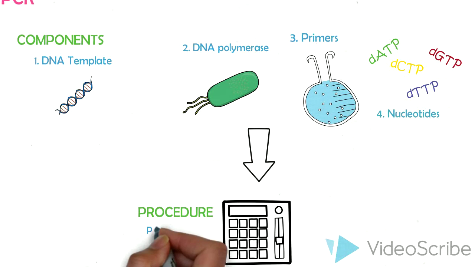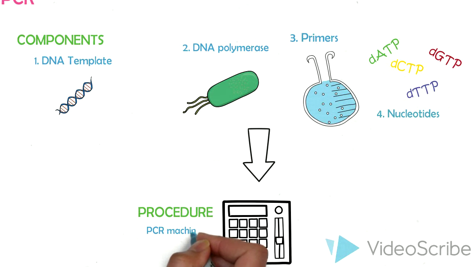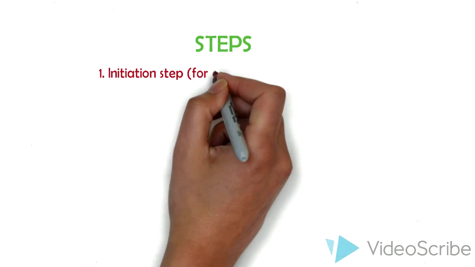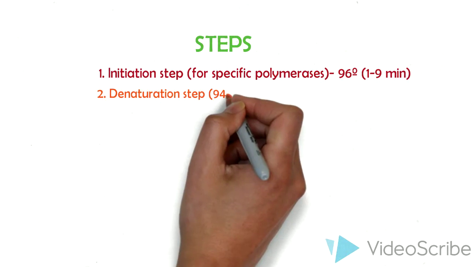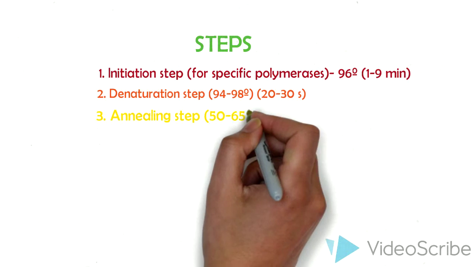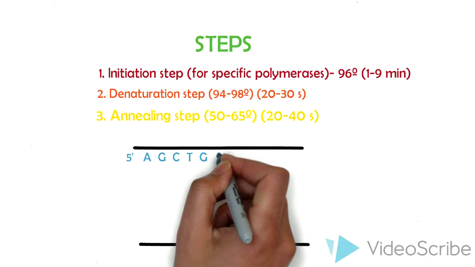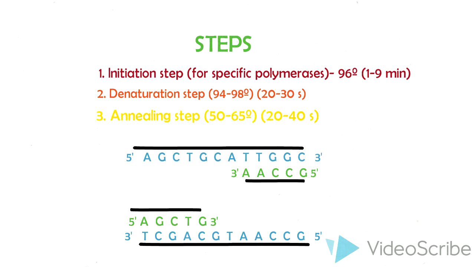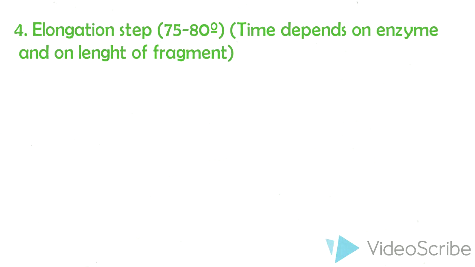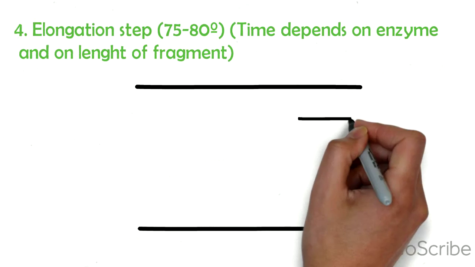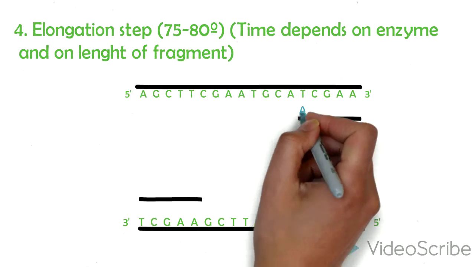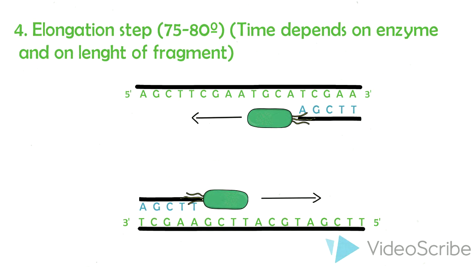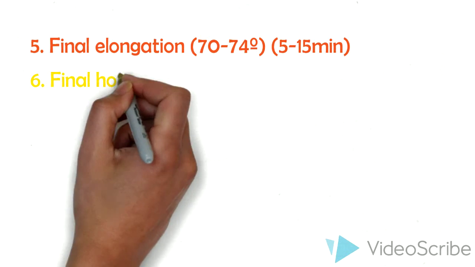PCR reaction occurs in this type of machine. The steps: initiation step, denaturation step, annealing step, where primers anneal to the single-stranded DNA and an incorrect annealing temperature will cause an error. Elongation step, where the polymerase synthesizes a new DNA strand complementary to the template strand by adding dNTPs in 5 to 3 direction. Final elongation, final hold for indefinite time.